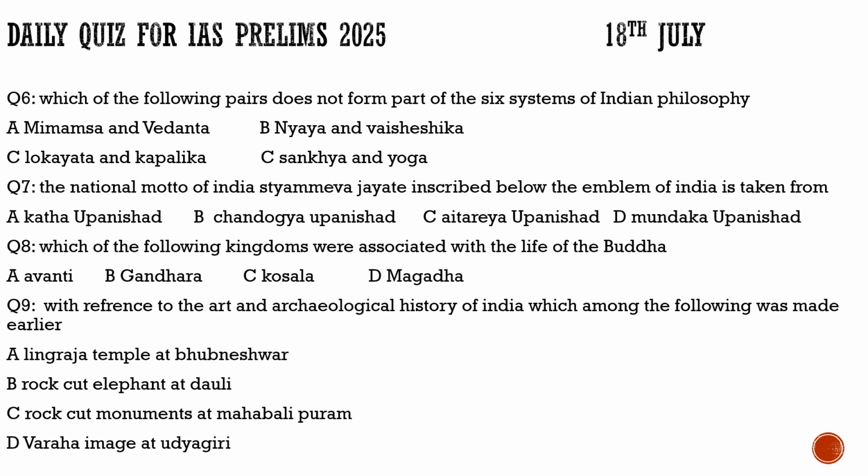Is it the rock cut elephant at Dhauli? 100% true. It is a rock cut elephant at Dhauli, from Mauryan times. The rock cut monuments at Mahabalipuram belong to the time of the Pallavas, and the Varaha image at Udayagiri belongs to the Gupta era, Chandragupta II. So for question number 9, the correct option is option B. It is the rock cut elephant at Dhauli, which was made earlier than the others presented here.